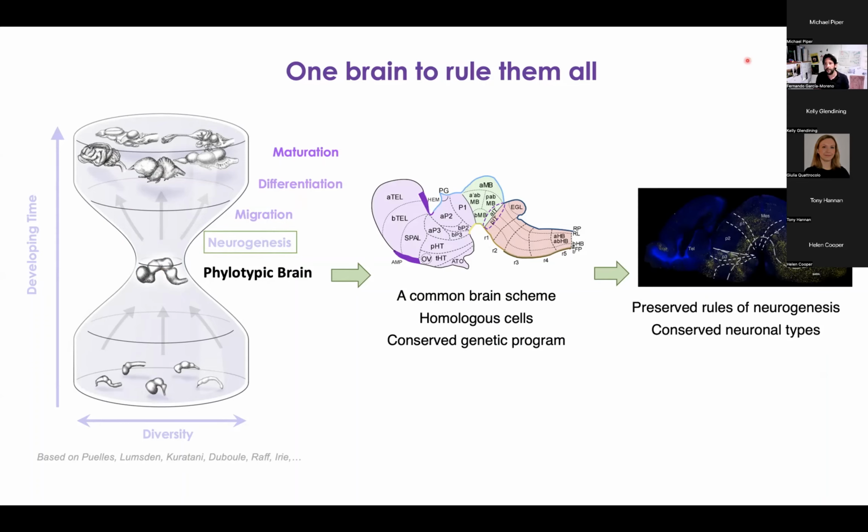So we think that there is a common brain scheme, homologous cells and a conserved genetic program in these phylotypic brains that we will see in all different vertebrate brains, but also that this common brain will have an impact on how the different brains will develop further on. So there will be preserved rules of neurogenesis throughout development.